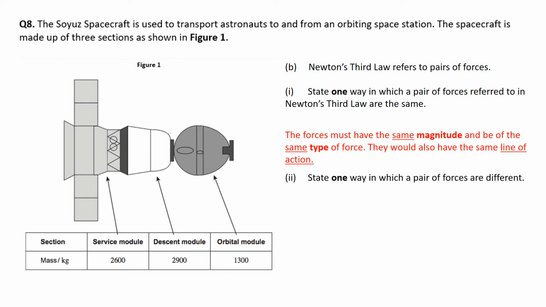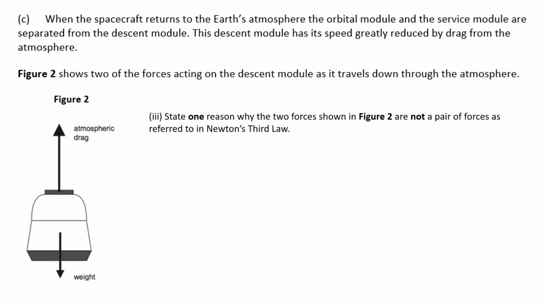So one way in which the forces are different, you should know again, the forces are in opposite directions. So if one object experiences a force in one direction, the other object will experience an equal force but in the opposite direction. Okay. So when the spacecraft returns to the Earth's atmosphere, the orbital module and the service module are separated, so it's lost several parts and shed a lot of mass. The descent module has its speed greatly reduced by drag from the atmosphere. So it's being bombarded with air particles, and that's causing its speed to decrease.